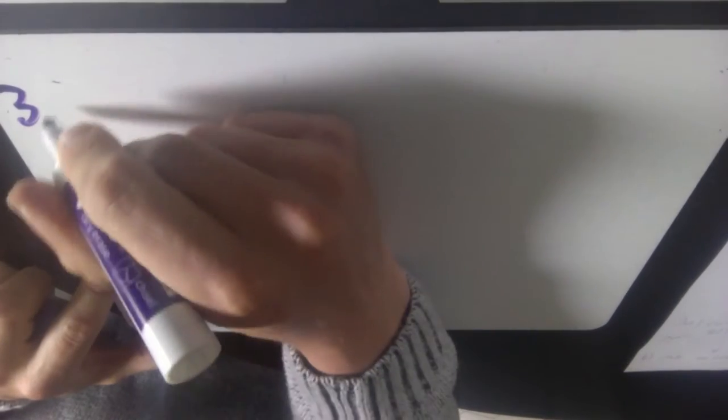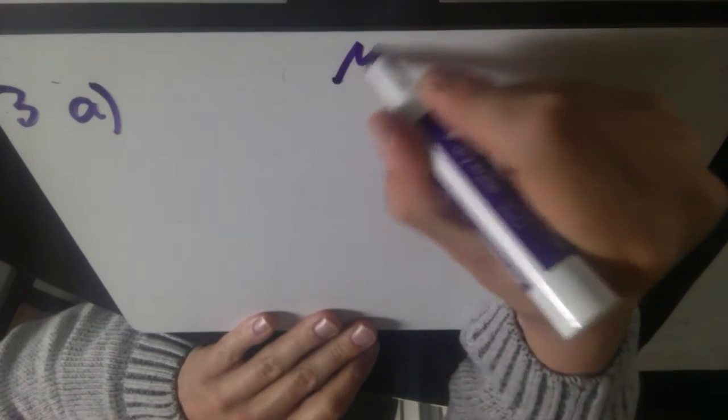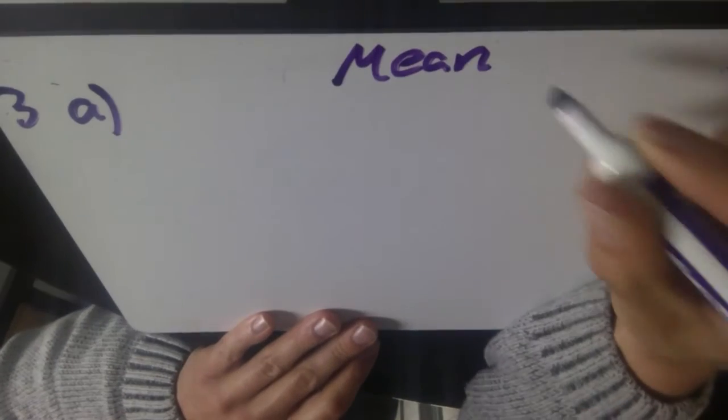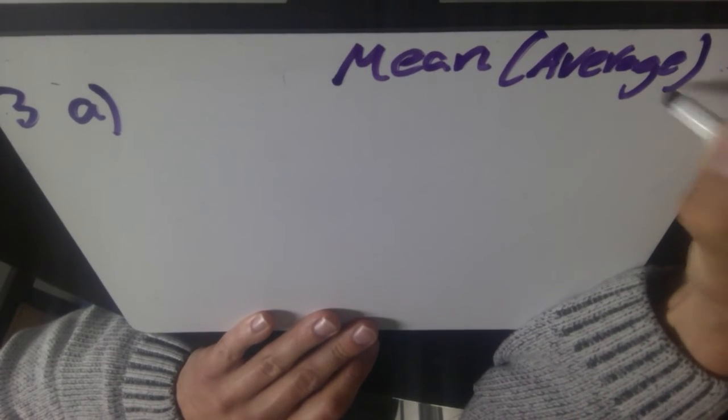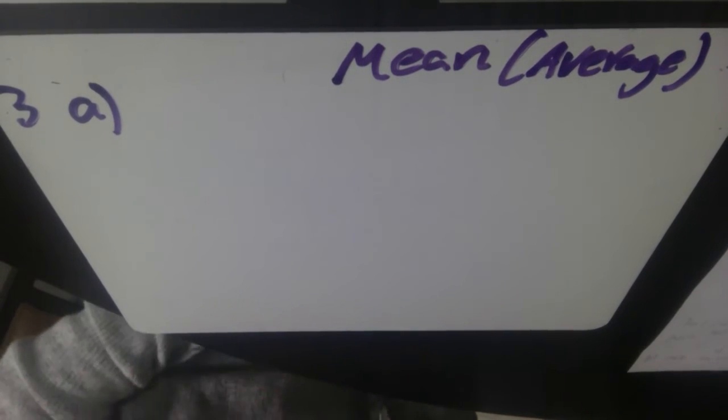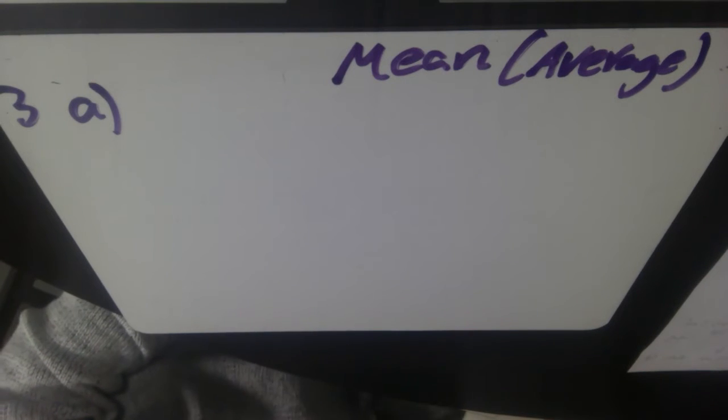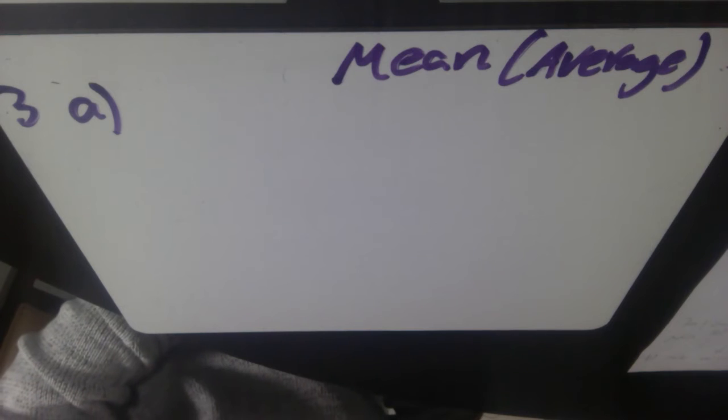And number 3. We're going to start with 3A. We are asked to find our mean. So I'm going to put that up top, just remembering we're asked to calculate our mean, which is our average. So if we are looking for that average, remember we need to add up all the numbers and divide by however many numbers there are.